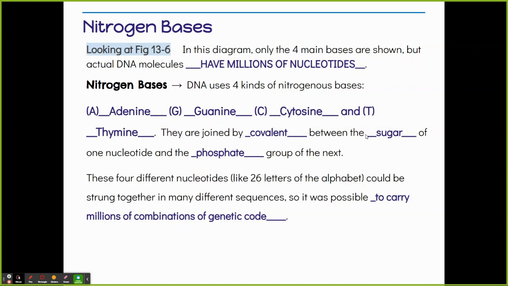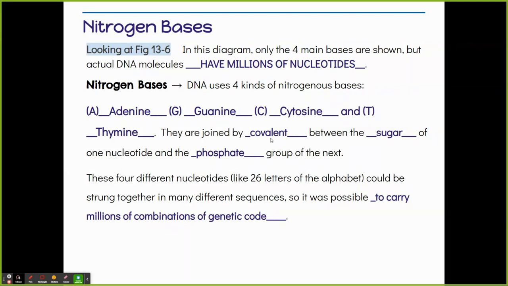Now, what makes DNA different? Well, DNA has 4 different types of nucleotides because it has 4 different nitrogen bases. So every DNA molecule is made of nucleotides, but there are 4 types of nucleotides. The A is what we call adenine. G is guanine. C is cytosine, and T is thymine.